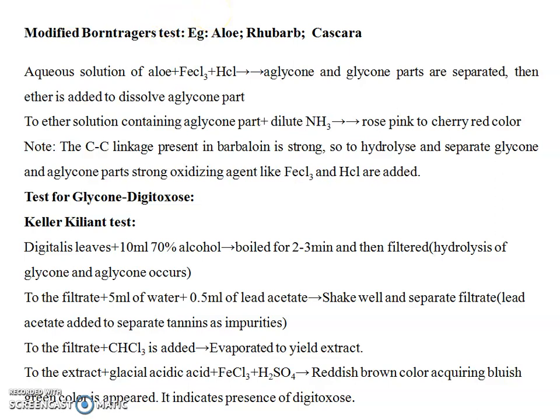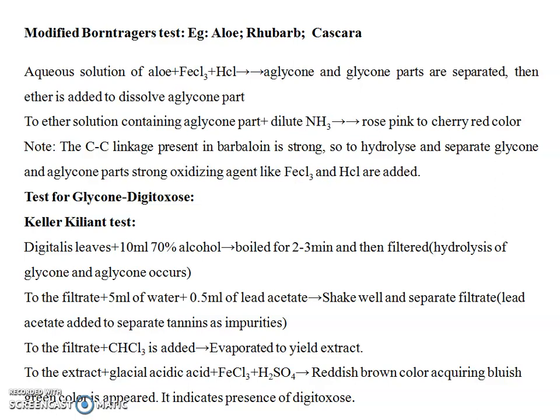between the glycone and aglycone part. If you see, after the breakage of the bond, again the aglycone part is going to be separated in ether or benzene or chloroform. To that, again they are going to add ammonia, same rose pink to cherry color. The only difference is ferric chloride and HCl, because it is a strong oxidizing agent required to break the C-C bond present in these three plants.